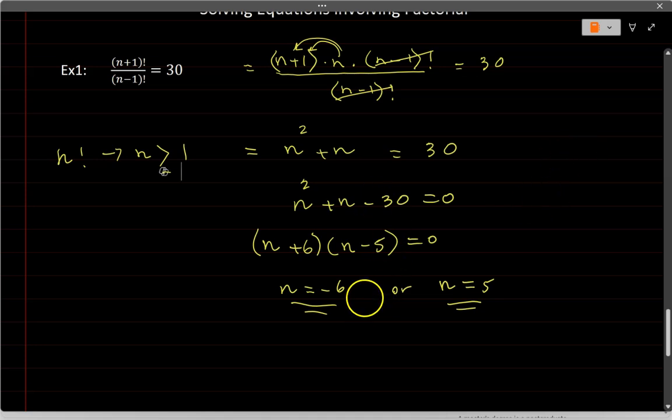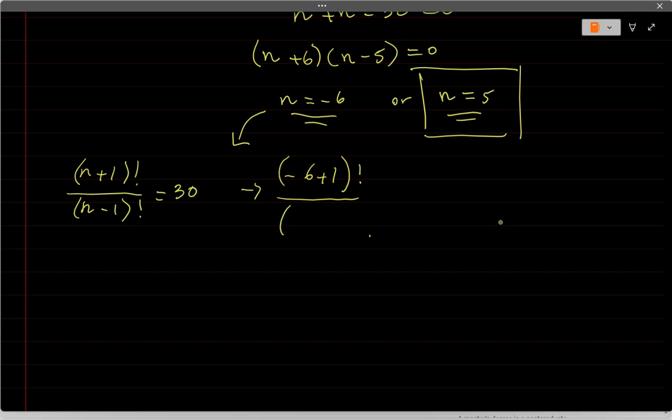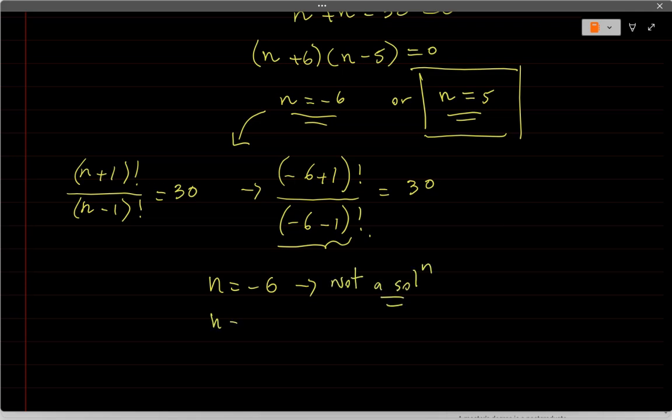All right, so here it is. When you plug in negative 6, you get negative 6 plus 1 factorial for the numerator, over negative 6 minus 1 factorial, equal to 30. Well, this is an issue right there. You have a negative 7 factorial, and a factorial cannot be negative, so this is not a valid solution. So n equals negative 6 is not a solution, but n equals 5, when you plug it in, will be the only solution.